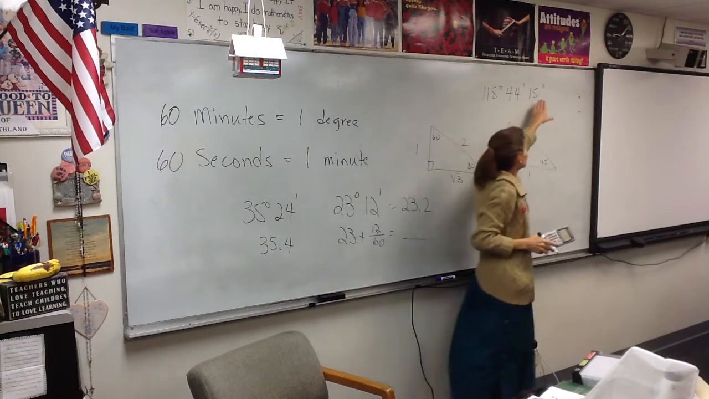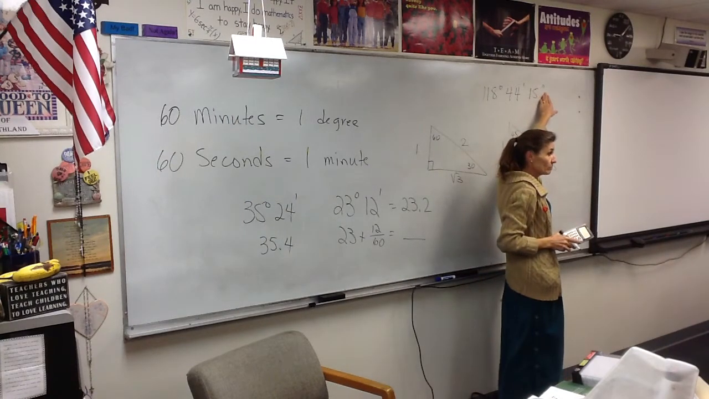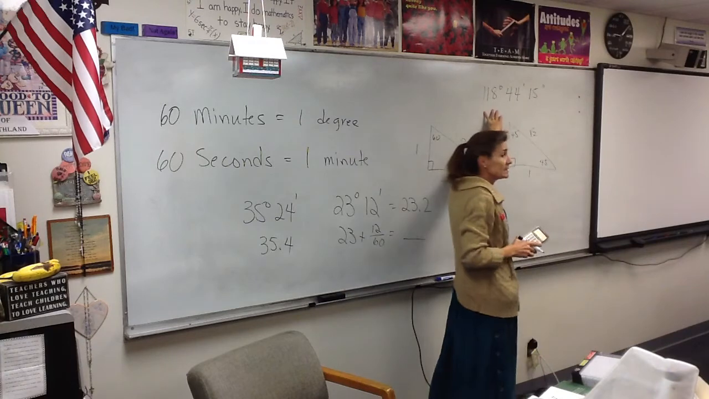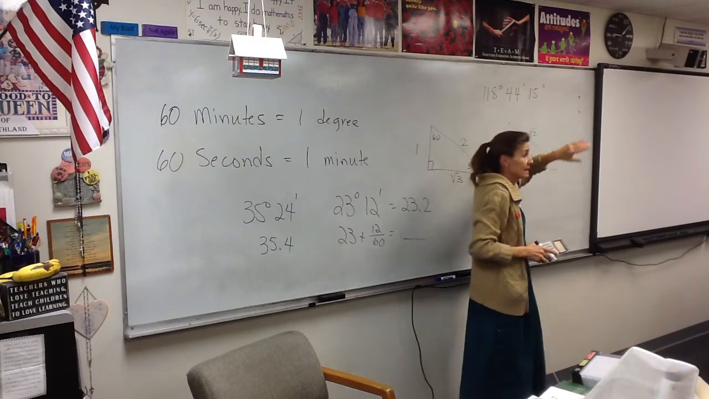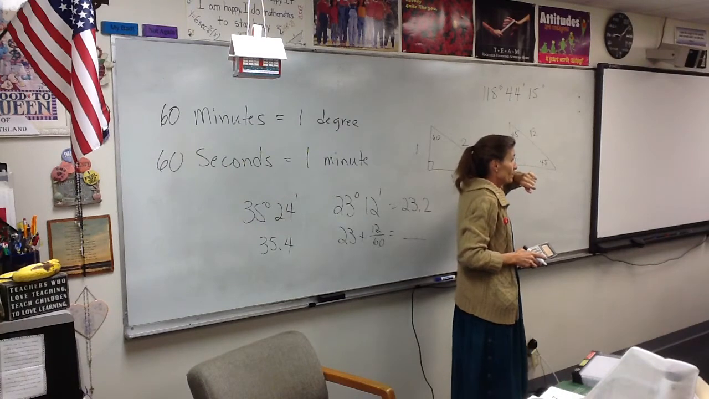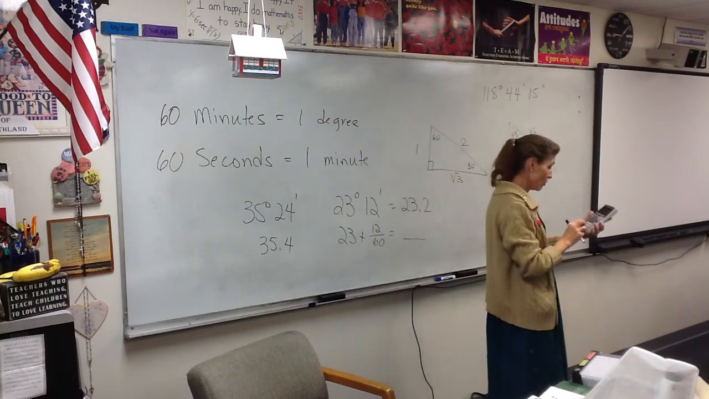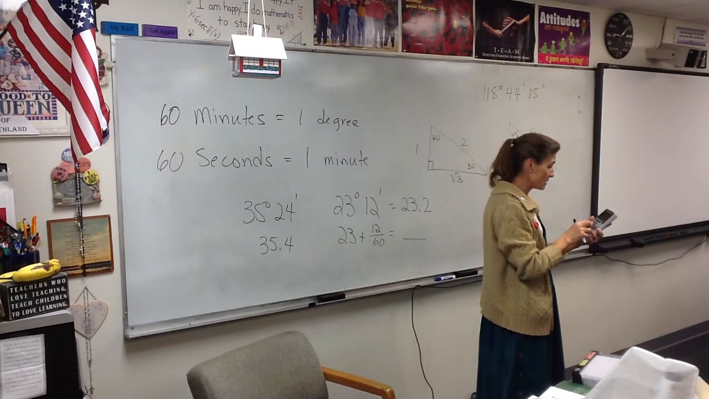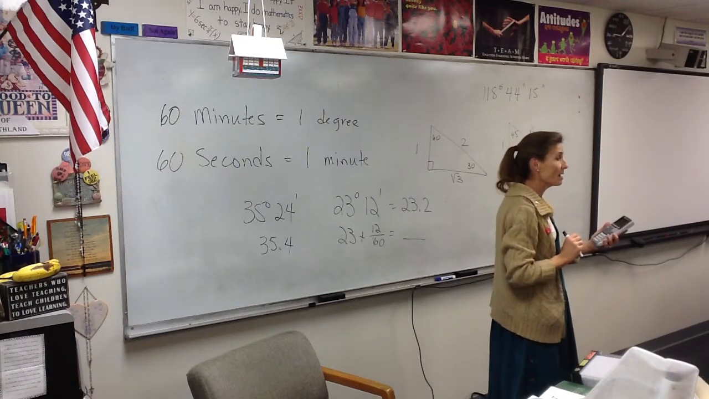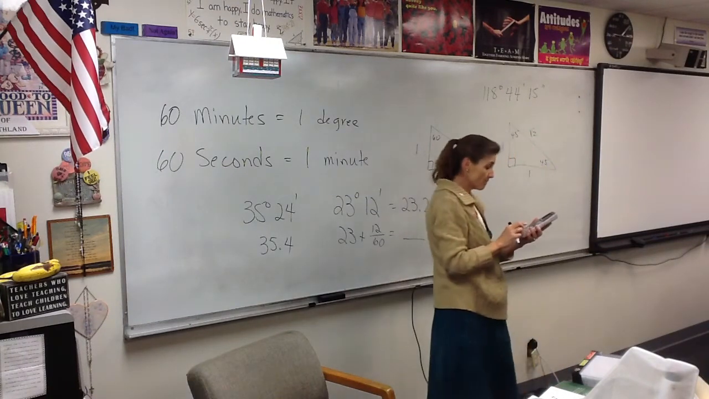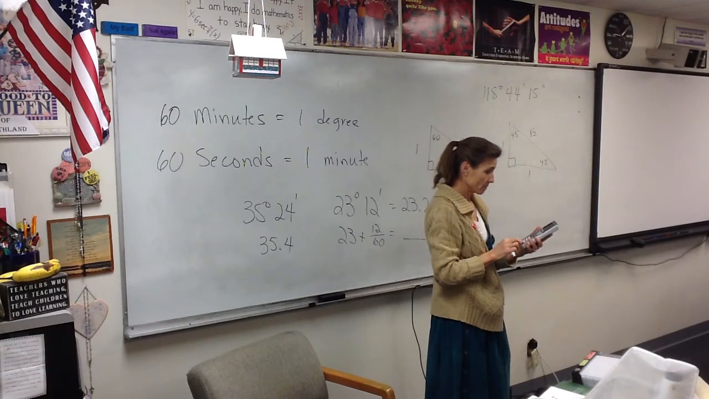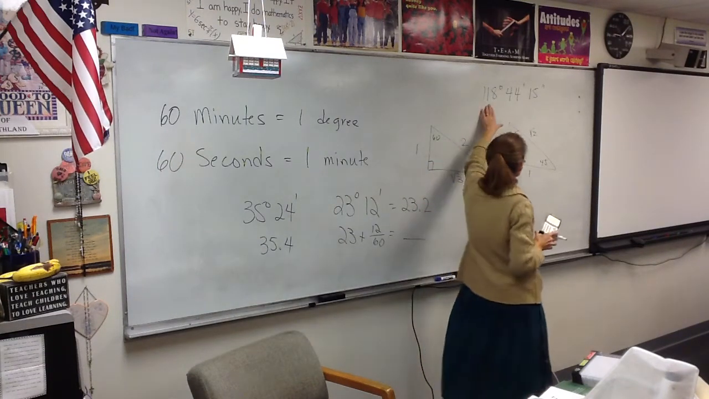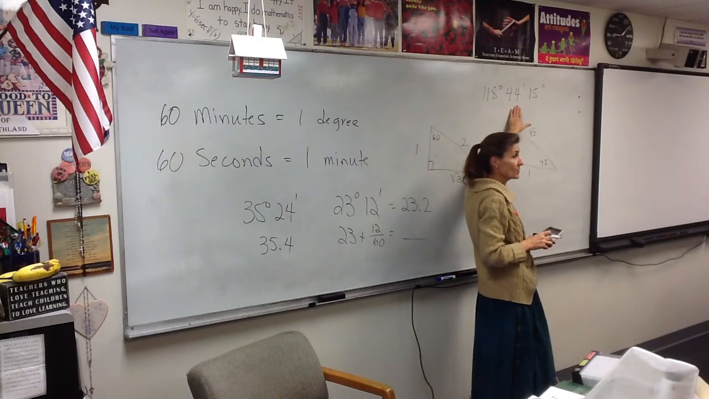Now, if we needed seconds, like number 3, for example, number 3 says 118 degrees, 44 minutes, 15 seconds. This is the seconds mark. So this literally says 118 degrees, 44 minutes, 15 seconds. All right, so here's how we put that in. You know how to do the 118 degrees. You know how to do the 44 minutes. So now I have 118.44 on my screen.